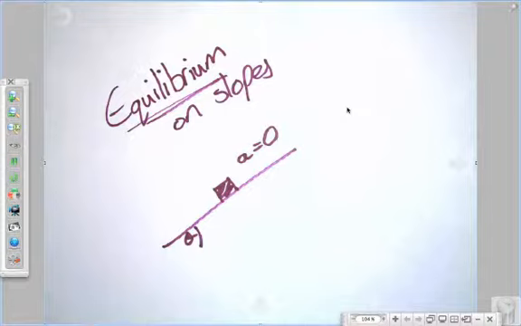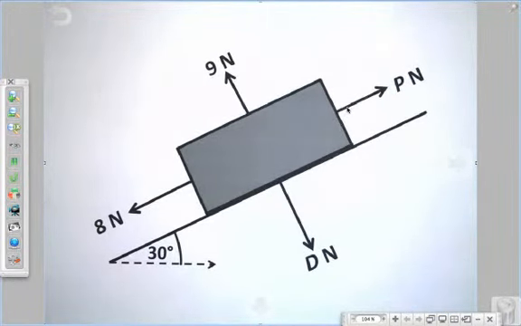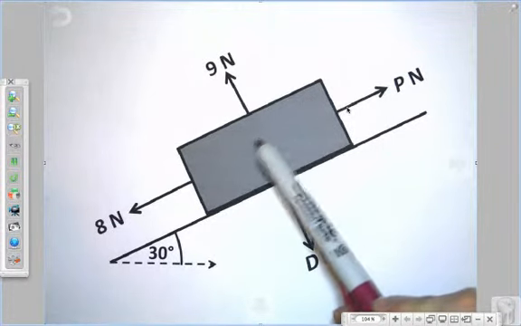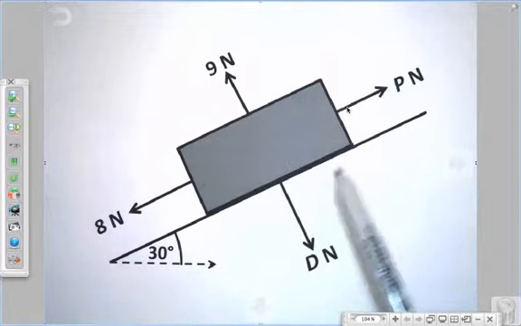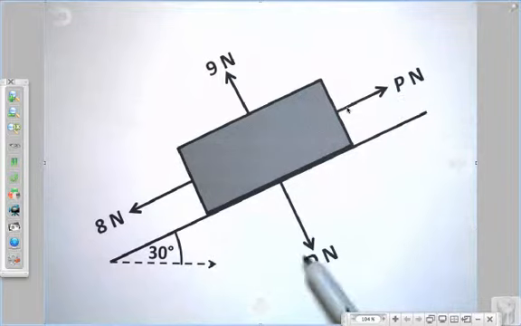So let's jump straight in with our first example. In each of these examples, we are going to be finding the missing forces so that the particle remains in equilibrium. So here's the first diagram you've got. As you can see, we have our particle or object on a slope. We've got an angle of 30 degrees. We've got two unknown forces, P and D, and two known forces, 8 and 9. So this is a really simple example to begin with.